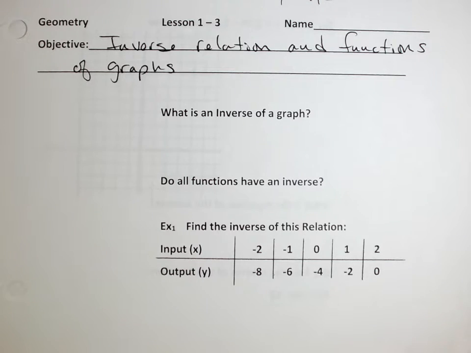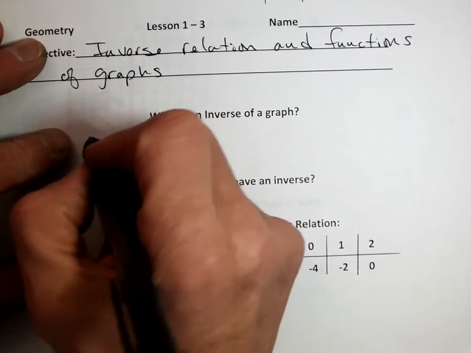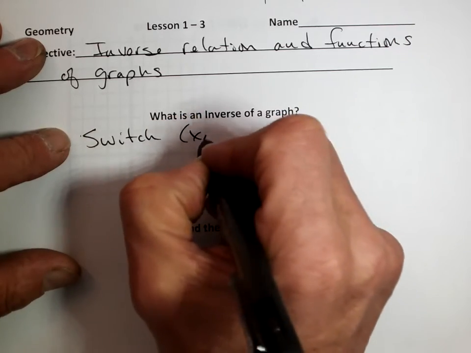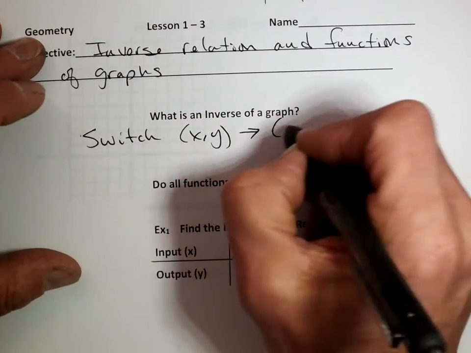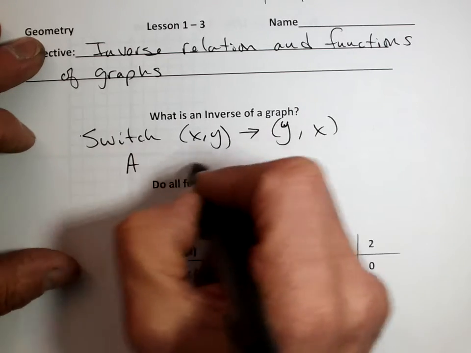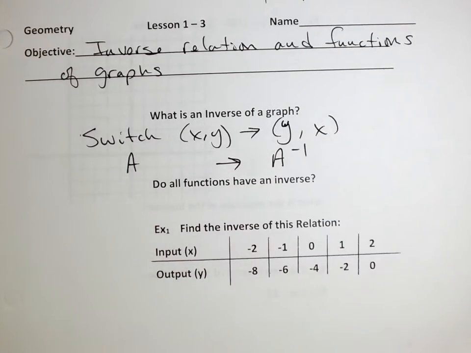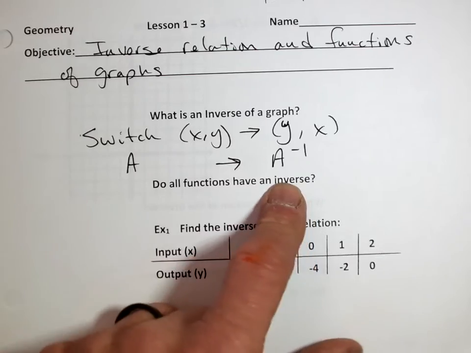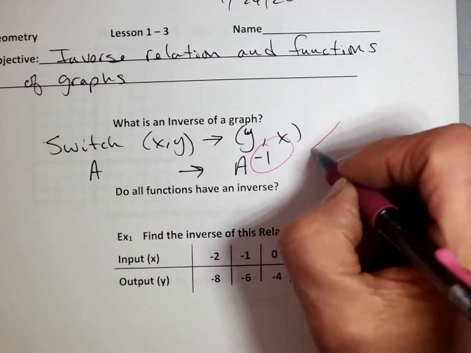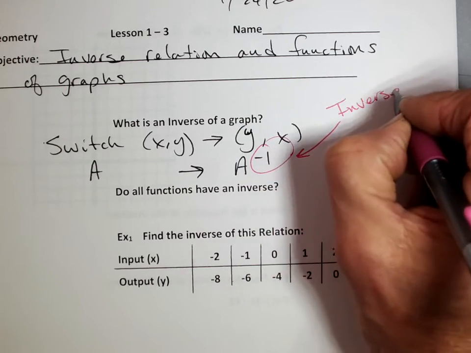Well, let's do it. Okay, what's an inverse of a graph? That's where you're going to switch x and y values to become y and x values. So if you have a point A, we go A inverse. This is our symbol right here. When you see this, it's not an exponent. It just means inverse.